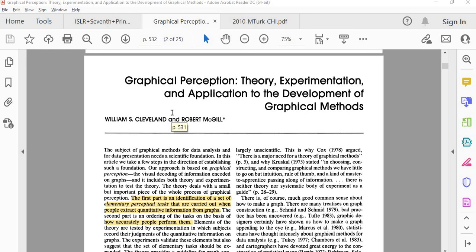So when we talk about the BI tools and the different types of visualizations, there are some visualizations which human brains don't easily understand, and we have to put a lot of effort into understanding them, right? That part is called by the author the elementary perceptual task.